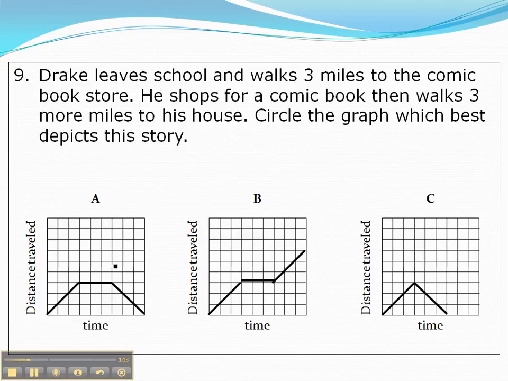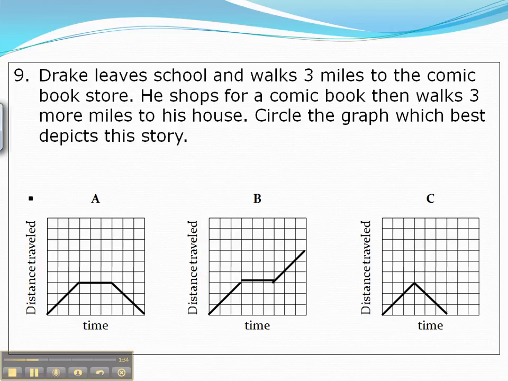Drake leaves school and walks 3 miles to the comic book store. He shops for a comic book and then walks 3 more miles to his house. Circle the graph which best depicts the story. Graph A, first, if we're looking at a graph, we need to look at everything on the graph, especially the axis labels.